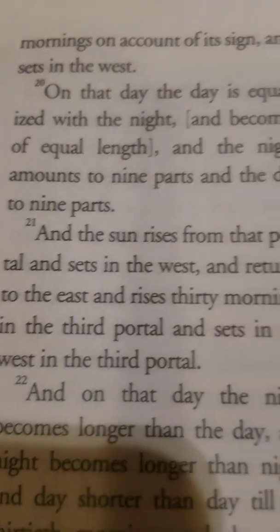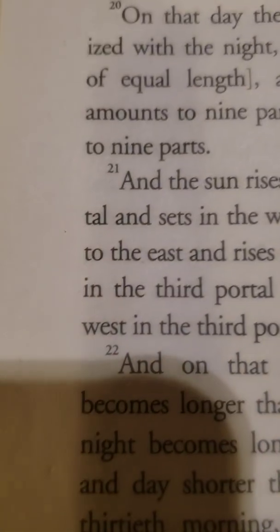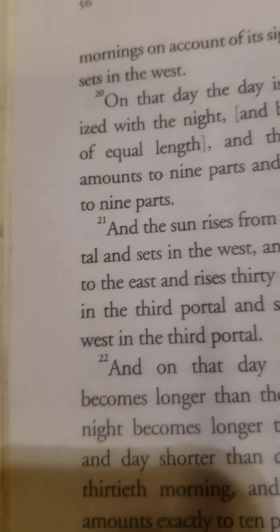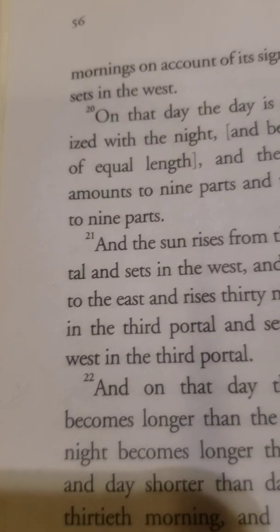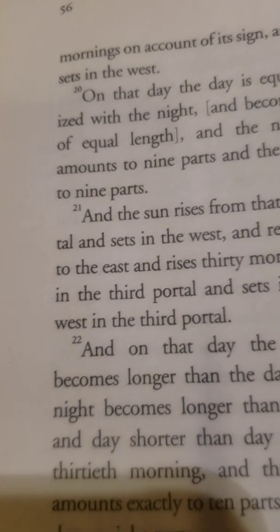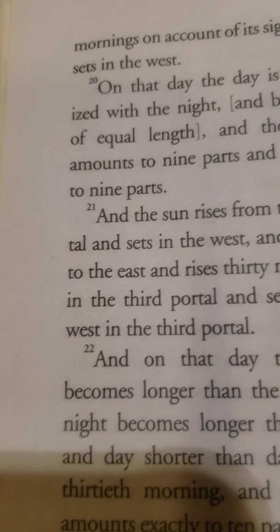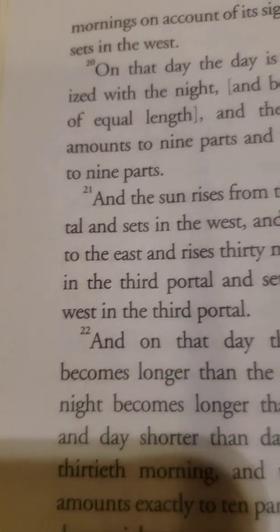Okay? On that day, the day is equalized with the night and becomes of equal length, and the night amounts to 9 parts and the day to 9 parts. Once again, you have to think of this in terms of a scale, the metric and full measure of a day and half. Our metric is a 24-hour full day and night. Okay, half is 12 hours, as we know. So we have 12 noon, 12 midnight.